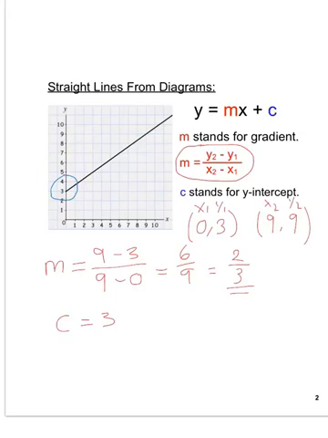Right, so we have our information. We've got that the gradient is 2/3. We've got that c is equal to plus 3. So our final answer is that y is equal to 2/3, that's our gradient, times x, plus on our y-intercept 3. And that's it. That's how you find the formula for a straight line.